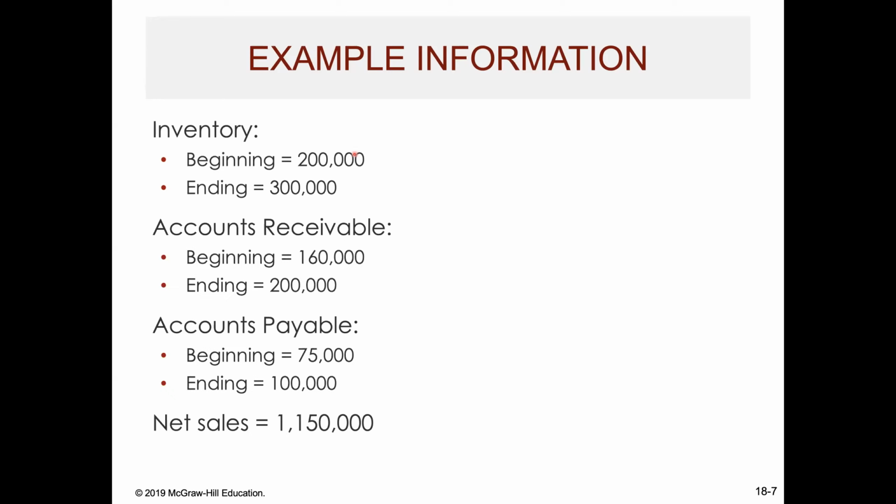We've got inventory. So we're going to calculate our cash conversion cycle and our operating cycle. Inventory, we've got a beginning inventory. So at the start of the year, we had 200,000. At the end of the year, we had 300,000.